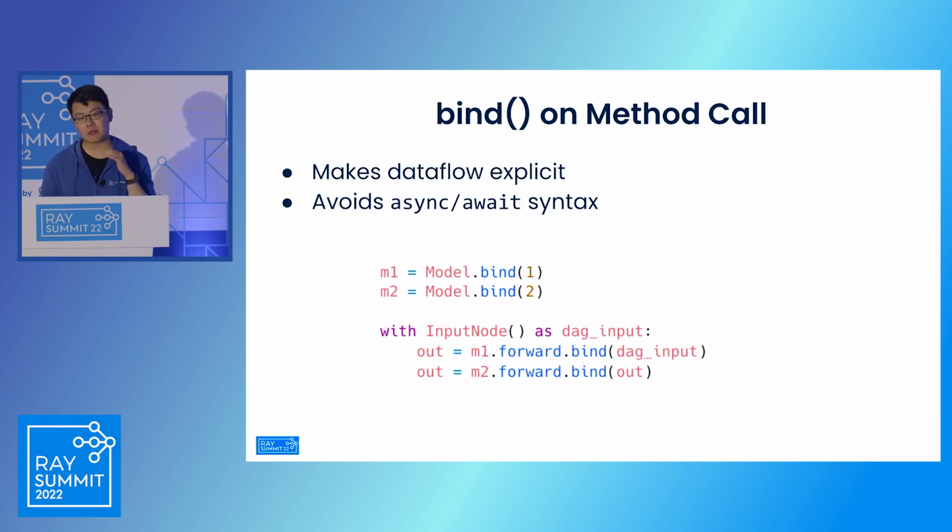Bind on method call helps you make the data flow explicit. In particular, we're using it for you to declare what the data flow would look like, and also to avoid the async await messiness in your code. The example here is you can have model1.bind, model2.bind to create them, and then declare the graph using this input node context manager in a declarative way. In the end, you can run the whole thing just like how you would run all the deployments together.